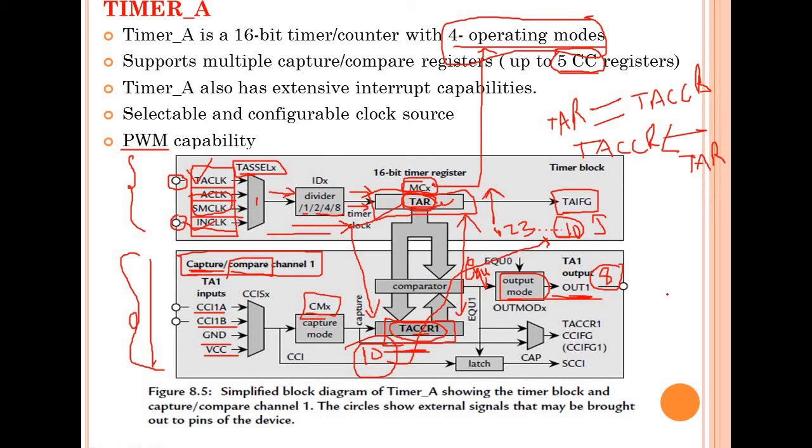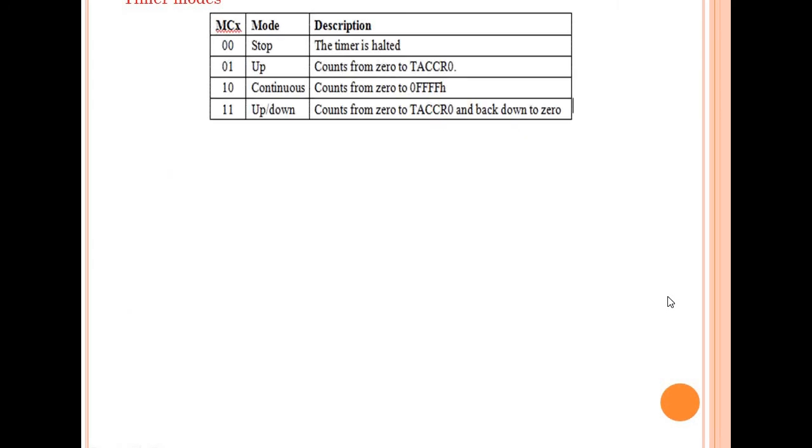And coming to the timer modes, I said you have 4 main timer modes available. The first mode is stop mode. This is your mode control bits, MCx. If these bits are 0, 0, the mode is stop mode. If these bits are 0, 1, the mode is up mode. 1, 0 means continuous mode. 1, 1 means up/down mode. These are discussed here. And coming to the description, in stop mode the timer is halted. That is, the timer will be in the stop state.